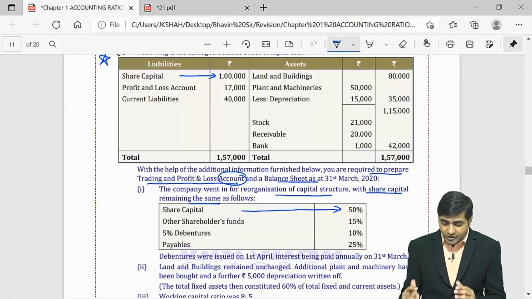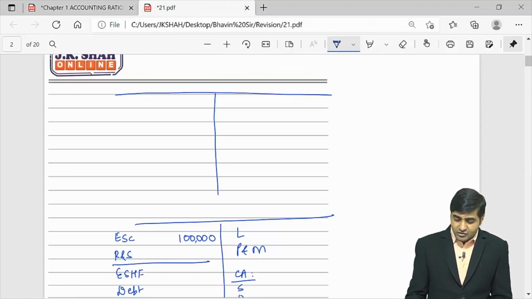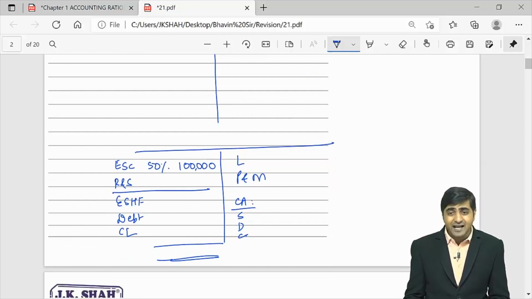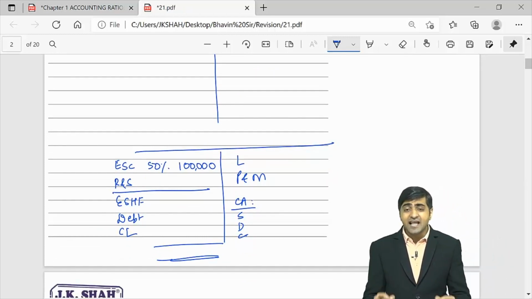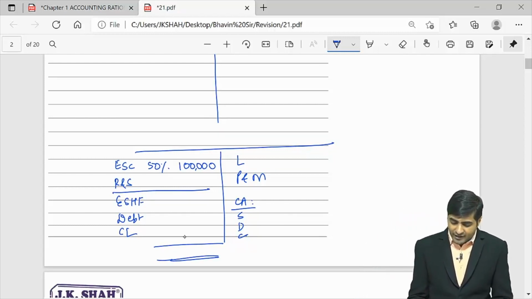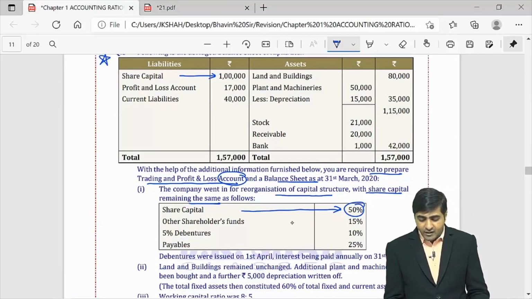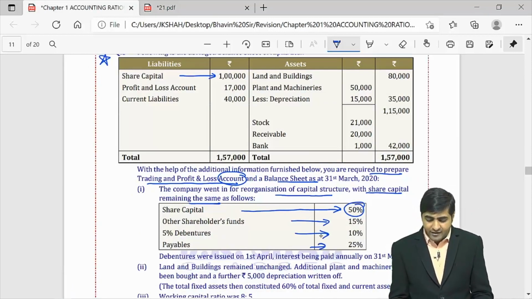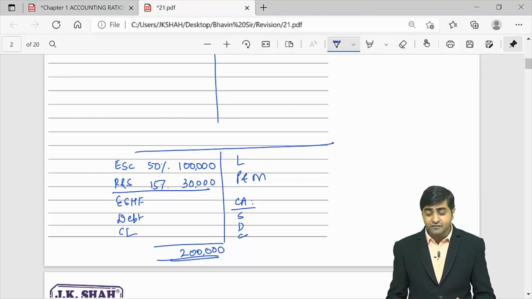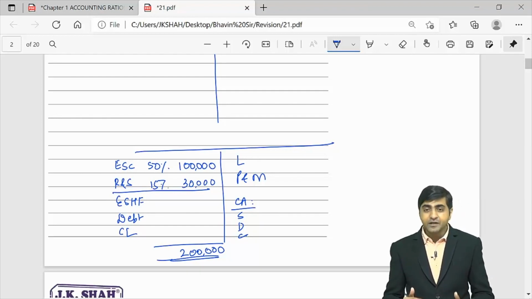And guys, what is the component? Share capital is 50%. So your share capital is a 50% component of the total liability side, which means that immediately in the first step itself, you know the total of your liabilities. Can I say 50% is 1 lakh? Obviously your 100% will become 2 lakh rupees. So we have the total of the liabilities available, and then we just need to take into consideration the other data available, like other shareholders' funds is 15%. So out of 2 lakh, if we consider 15%, this will be 30,000.